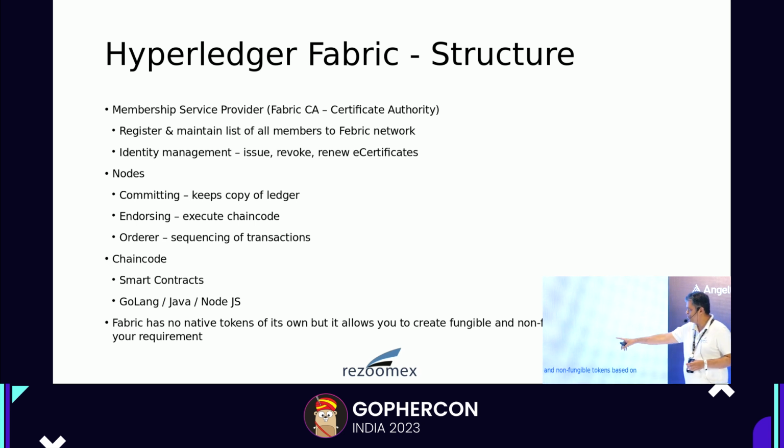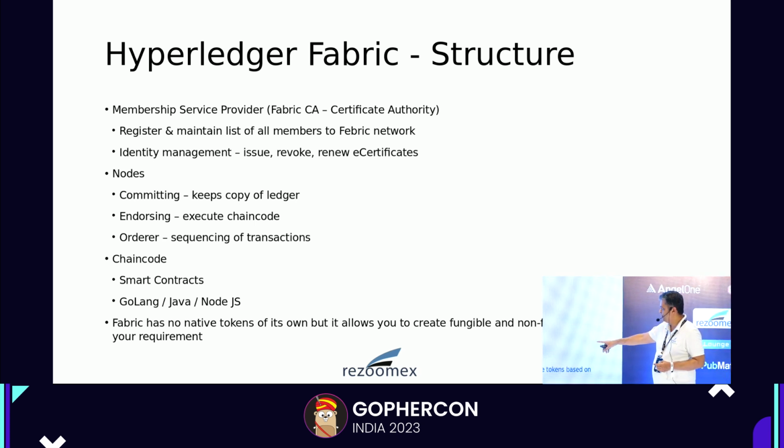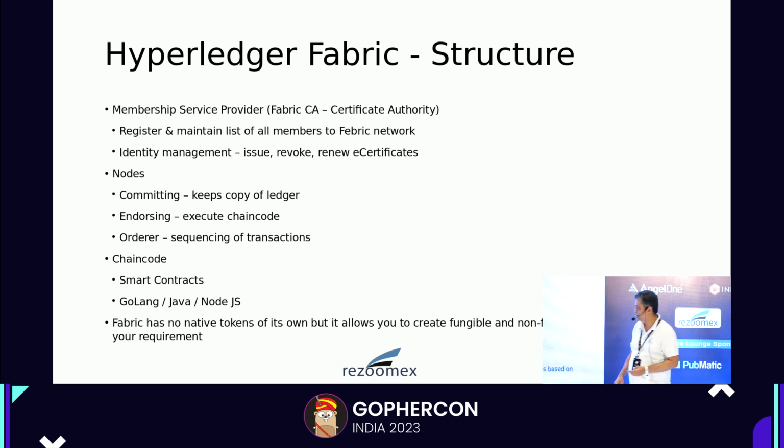This last point is also important: Fabric has no native tokens, unlike Ethereum, which has Ether, or Binance Smart Chain, which has BNB. Fabric has no native token. It allows you to create tokens if you want, else you can just use the blockchain features.